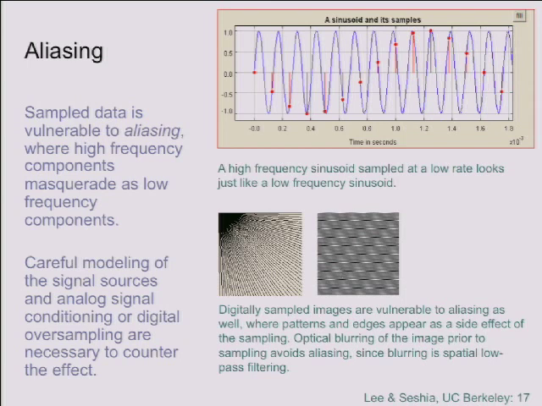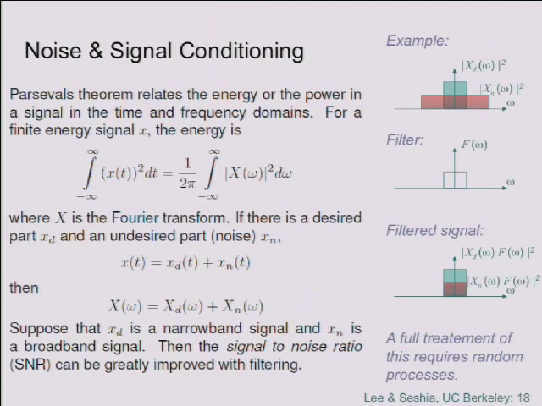So aliasing is an issue. Conditioning for noise is an issue. And there's quite a bit of detail in one of the chapters of the textbook on conditioning for noise. But the intuition that you need to keep in mind is really pretty simple, which is that if you have a good model of the data that you're trying to measure, what are you trying to measure, right? You can identify properties of that and then make use of those properties to eliminate noise.